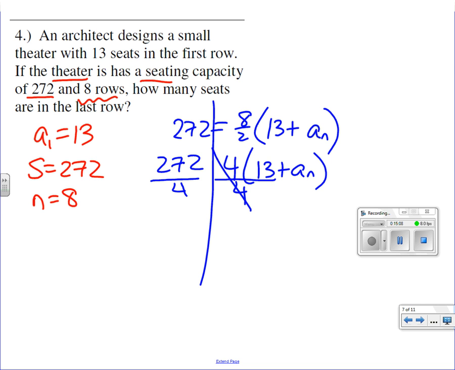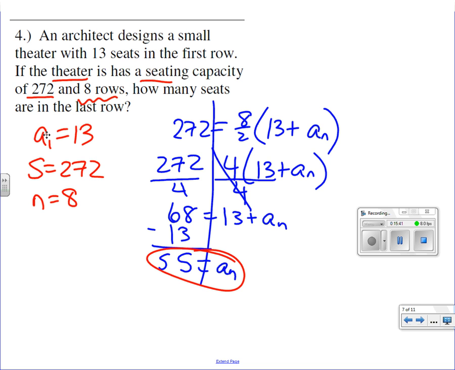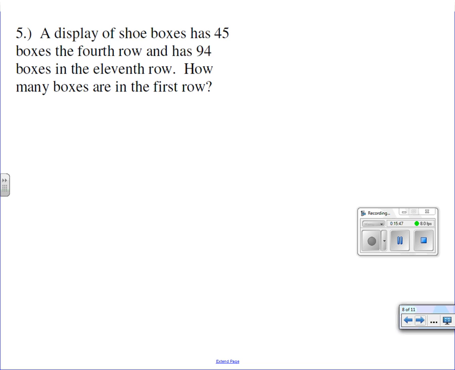272 divided by 4. I'm sorry? And Keelan, what do you do last? Good. Jose, what's the question asking? Did we find that? Mm-hmm. Is A in the last row? Yep. So there's 55 of them. Okay. All right, number 5.